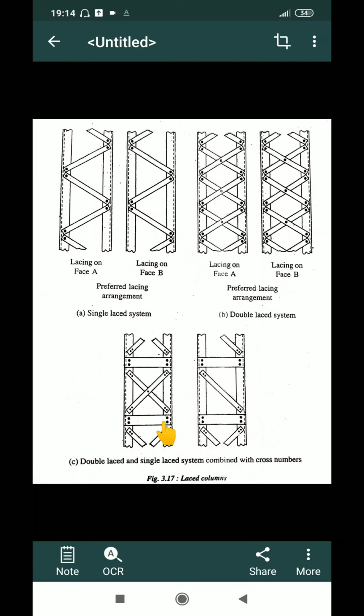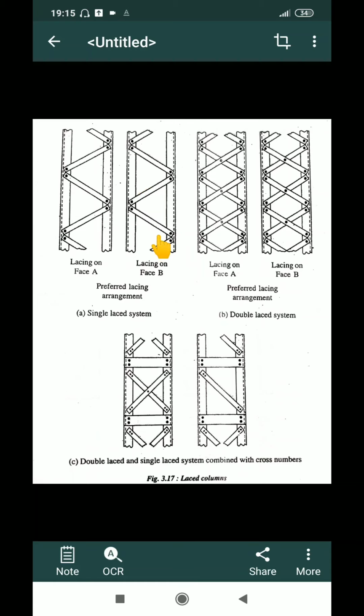You can see the first one is a single laced system. Single laced, in the sense I am providing a single lacing system at a time. At any plane there will be only one layer of lacing. This is lacing on face A and this is lacing on face B. Suppose I have a column. On the front face of the column I will provide lacing in this direction, whereas on the back face of the column I will provide the lacing in the opposite direction.